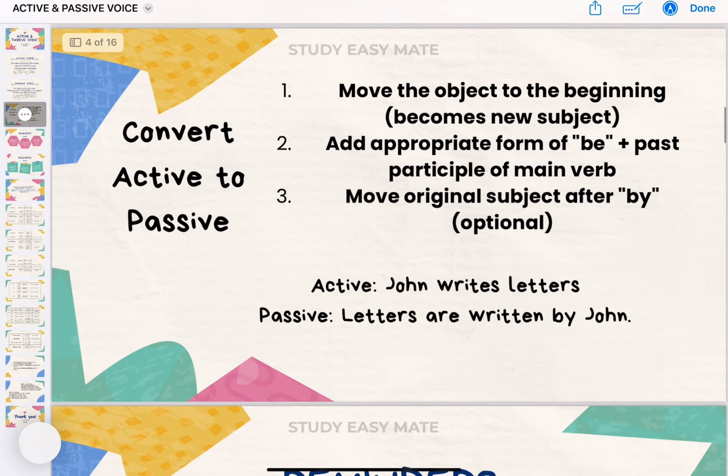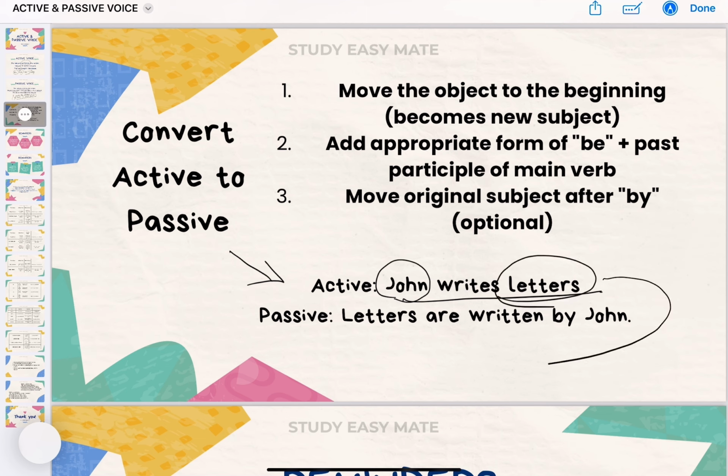Let's move on to the next. In exams, you get questions like convert active voice into passive voice or passive into active. For that, you'll have to remember three things. Let's look at the example. John writes letters. This is an active sentence. First, to convert it into passive, move the object to the beginning. Here the object is letters. You'll have to push it to the beginning, so write it as letters first.